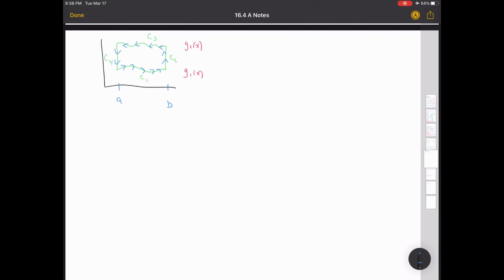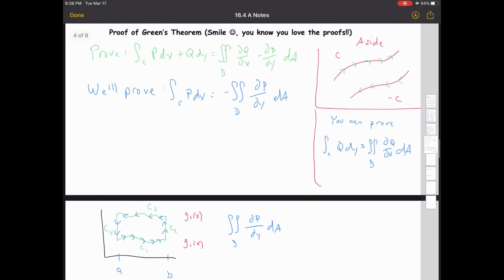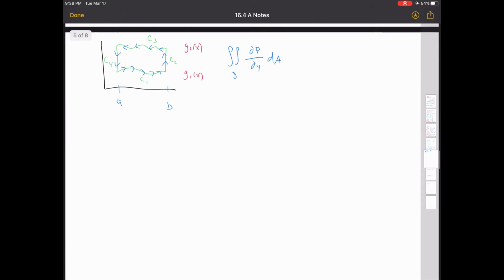What we're going to show, first of all, is what the double integral over D of dP/dy dA is equal to. And then once we show what this is equal to, let's go back up and remind ourselves, we're going to show what the actual line integral over C of P dx is. So we're going to show both of those things, and basically we're going to show that they're equivalent to each other. So let's develop this double integral over D of dP/dy dA.